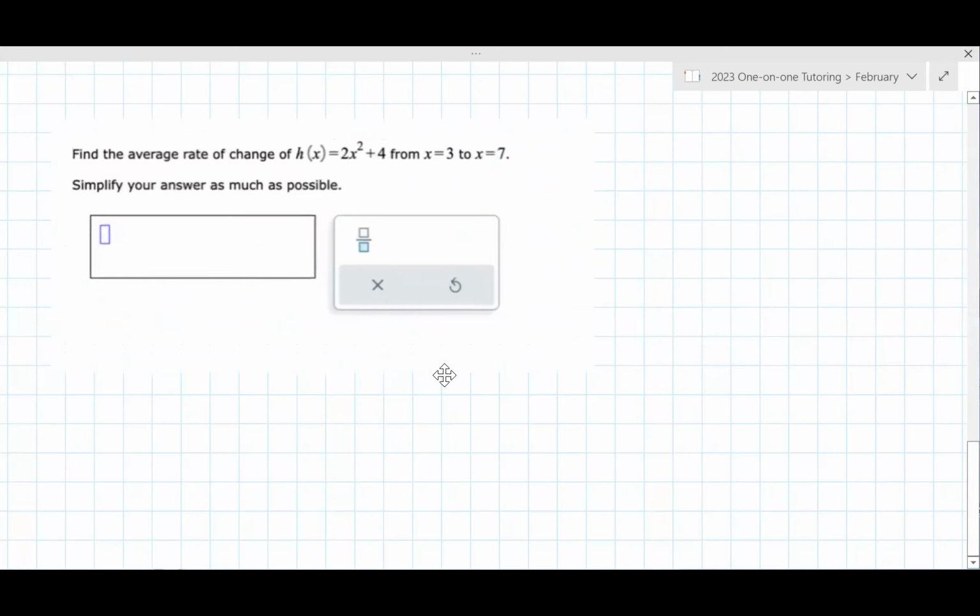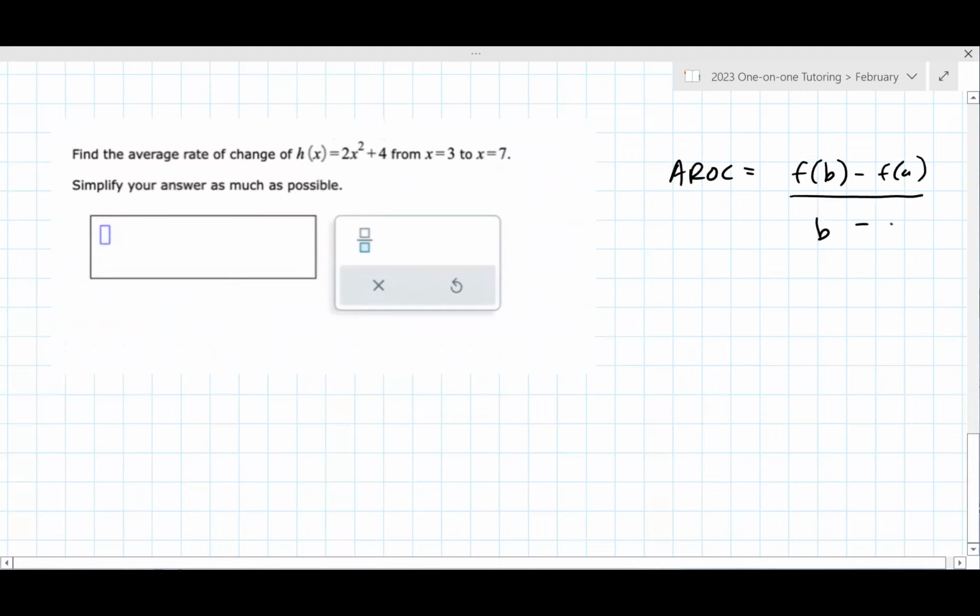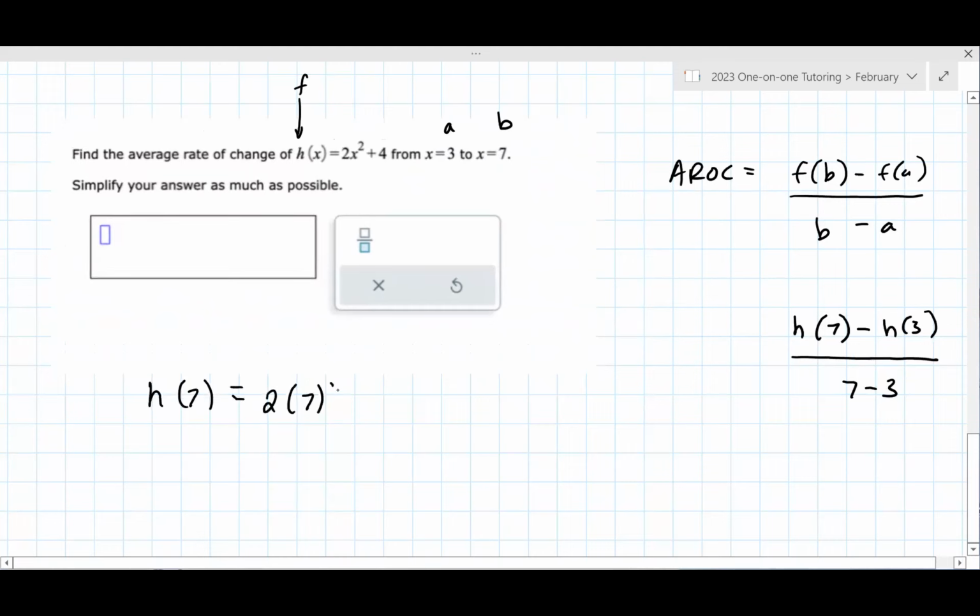All right. So average rate of change is a formula. It's f of b minus f of a over b minus a. So f represents your function, and that's a to b. So in your problem, it's h of 7 minus h of 3 over 7 minus 3. So you have to find h of 7. That's 2 times 7 squared plus 4. And then h of 3 is 2 times 3 squared plus 4.